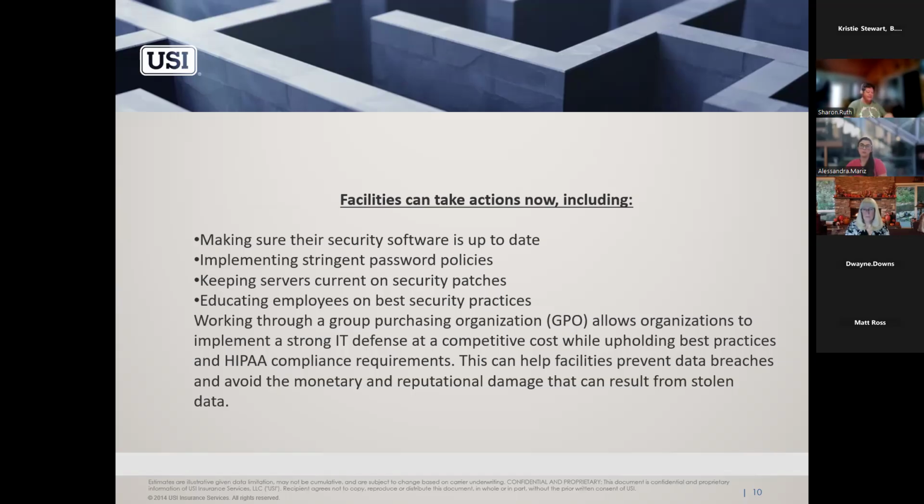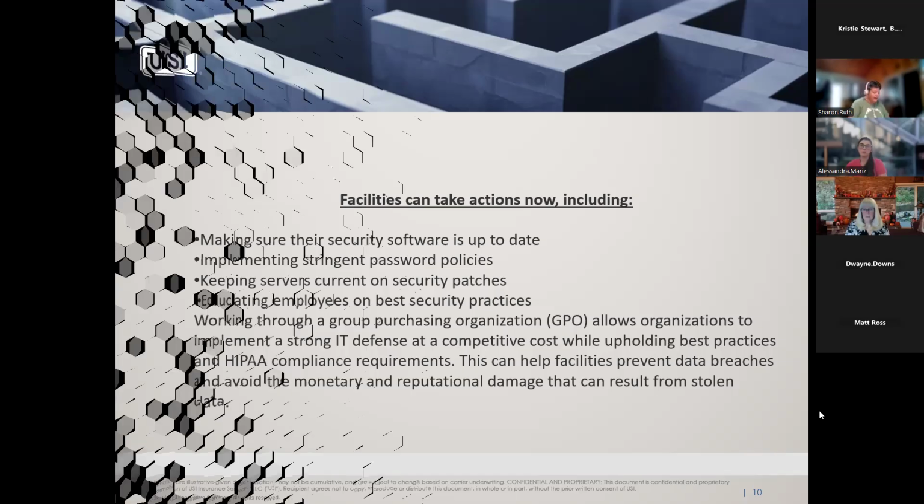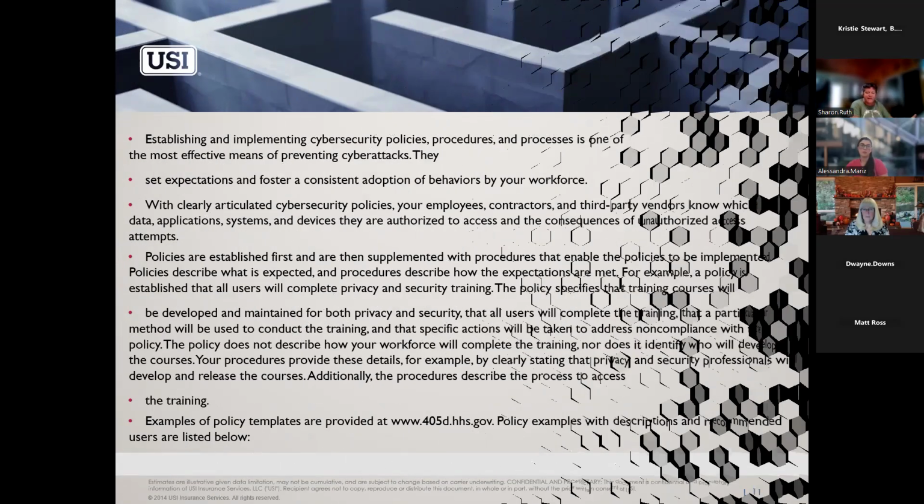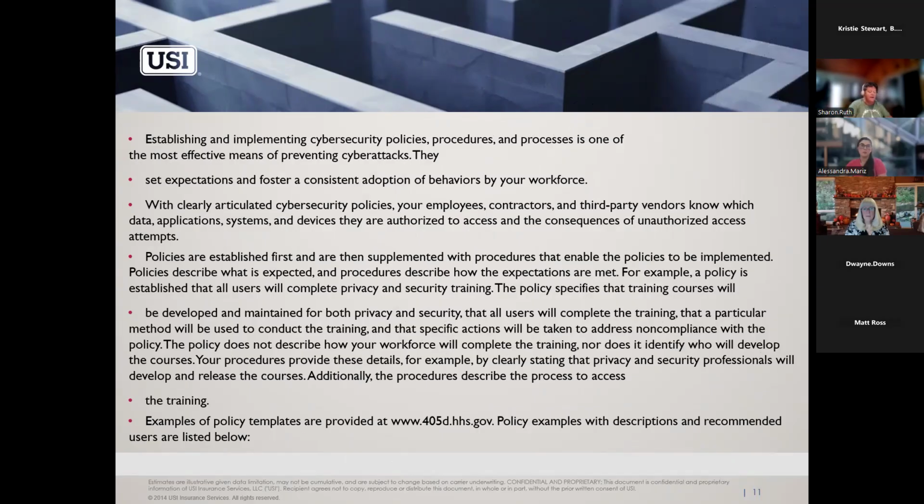Next slide, please. Set expectations of the employees. Let them know that this is not something that the practice is going to tolerate. Put some policies and procedures together. Again, you can get just a framework of what policies and procedures you want to implement in the practice.